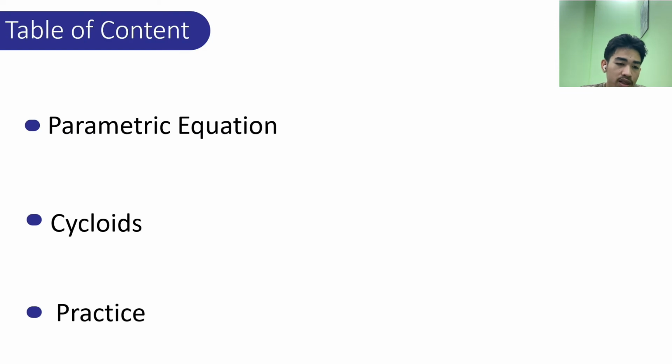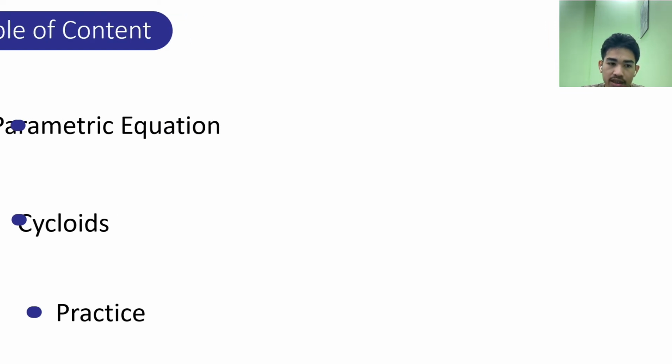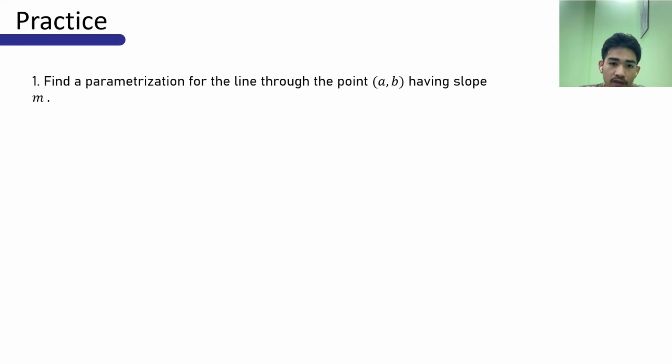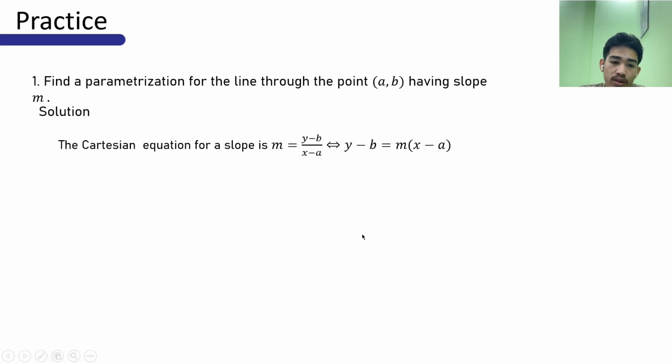Now the cycloid is over. Let's move on to practice exercises. The first exercise is to find the parametrization of a line through the point (a, b) having slope m. Immediately, the first thing we need to do is find the equation for the slope. So slope is going to be m equal to the initial minus the terminal point.